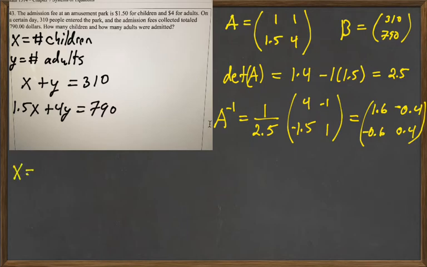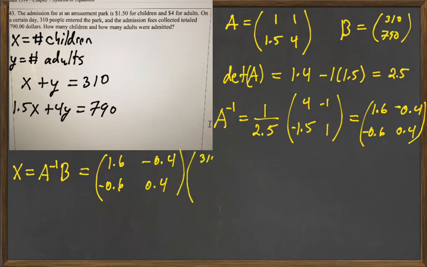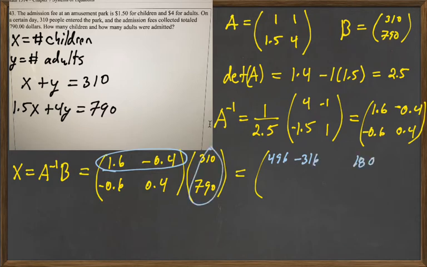Okay, so then we're going to do inverse matrix method. So X is equal to A inverse B. So A inverse is 1.6, negative 0.4, negative 0.6, and 0.4. And matrix B, 310 and 790. So we'll do row 1 times column 1. So 1.6 times 310 is 496. Negative 0.4 times 790 is negative 316, and that'll give us 180, so that's the number of children that attended the amusement park.